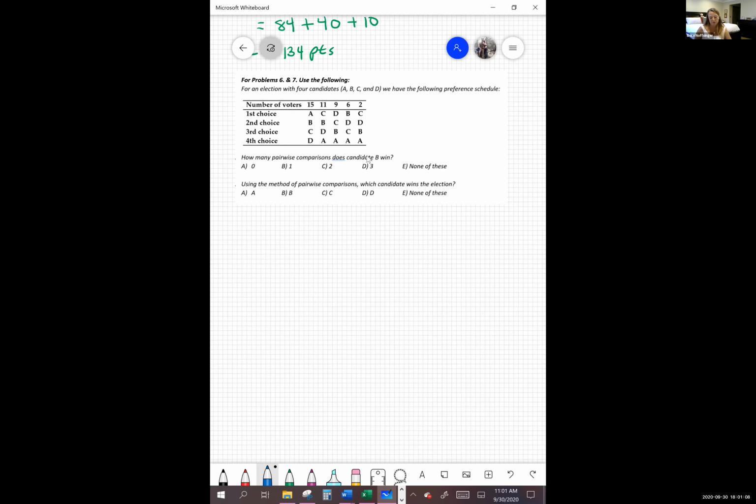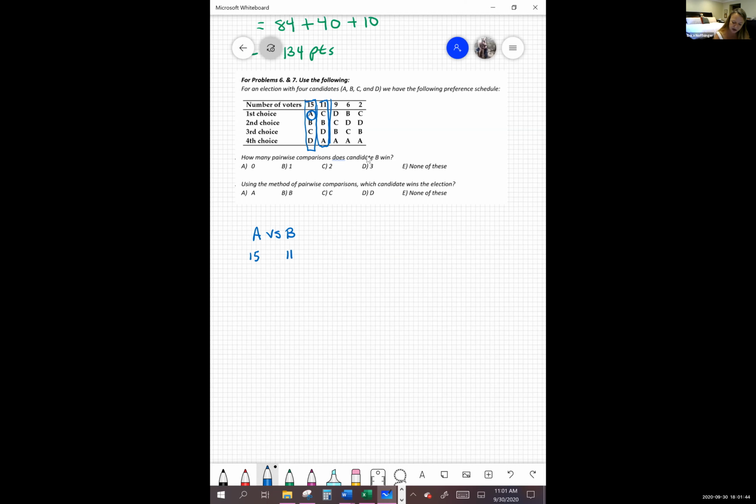Okay, so you got to go through. We got to look at pairwise of A versus B. And so let's look at who is the winner on each column, A or B. So if we get the first column, notice that A is the winner there. They get 15 votes. If I look at the second column though, B is ahead of A. And so they got 11 votes.